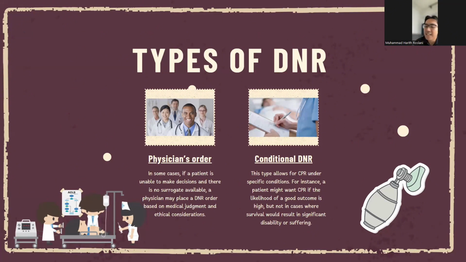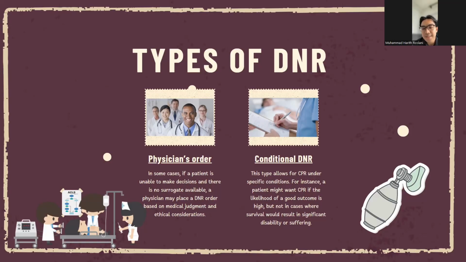Next is the conditional DNR. This type allows for CPR under specific conditions. For instance, a patient might want CPR if the likelihood of a good outcome is high, but not in cases where survival would result in significant disability or suffering. So conditional means if the patient has a chance to be cured, the DNR cannot be applied. But if the patient does not have a chance to be cured, or would have a disability if they continue with the treatment, then the DNR can be applied to this patient. I think that's all from me.